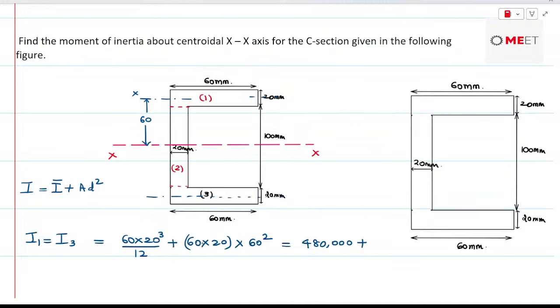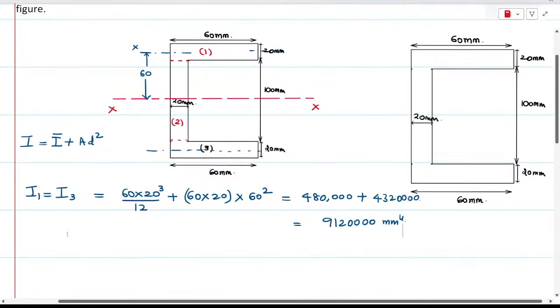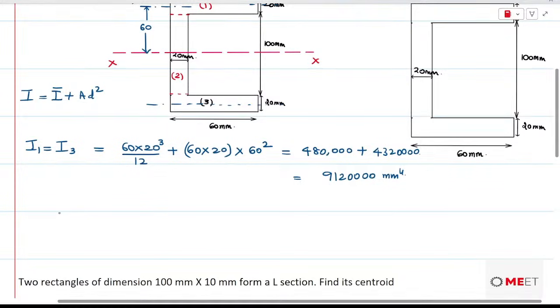Upon calculation, this would be 480000 plus 60 into 12 is 1200, 1200 into 3600, which is 4320000. So this is equal to 9120000 millimeter power 4. This would be the area moment of inertia for the areas 1 and 3.